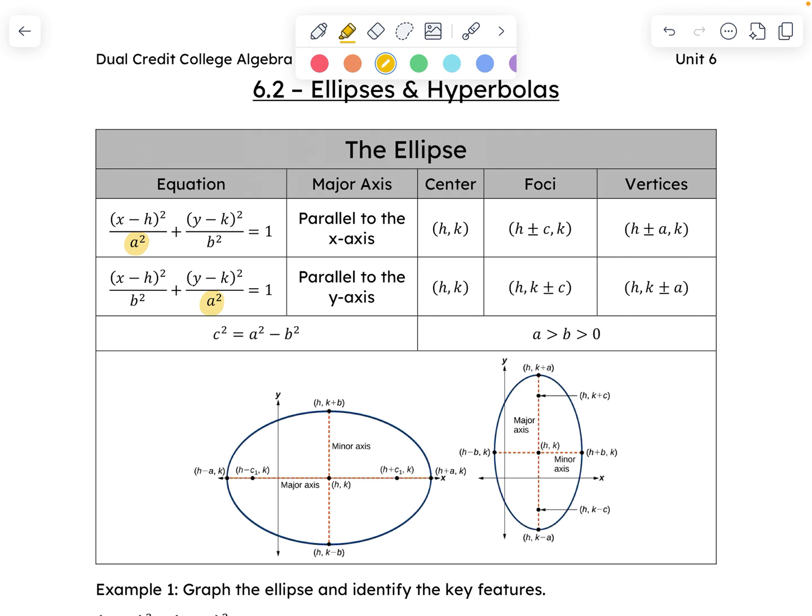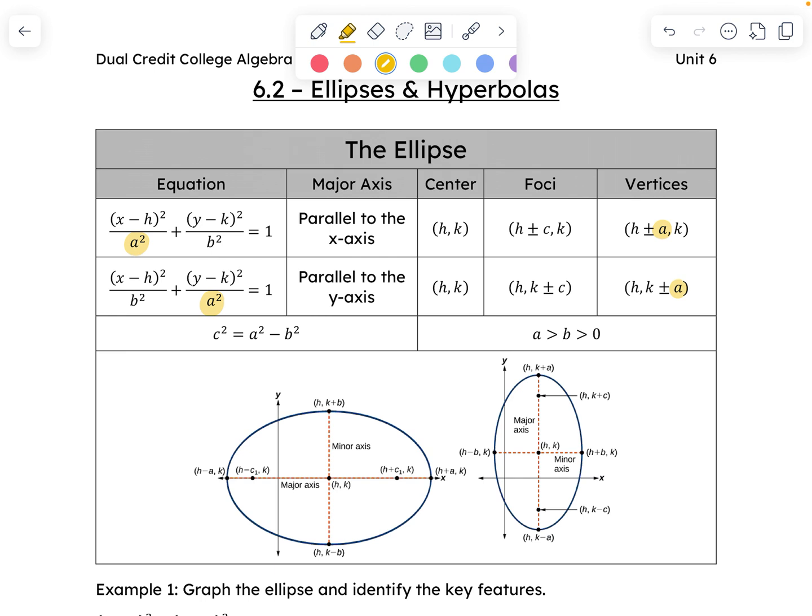And then that also tells you where the vertices and the foci and everything are going to be. They'll be either on the x-axis if it's parallel to the x-axis, or on the y-axis if it's parallel to the y-axis. So just like circles, our center is that h and k, x minus h, y minus k. And then your vertices come from that a, that denominator that we were just looking at. So you just add a to the x or subtract a from the x if it's parallel to the x-axis, or you add or subtract it from the y if it's parallel to the y-axis.